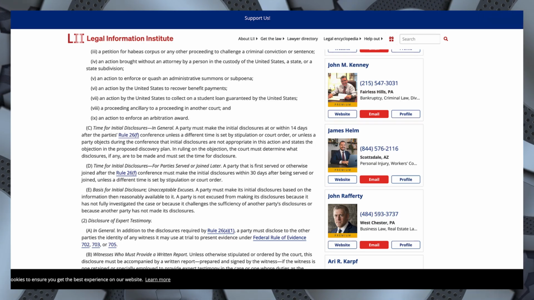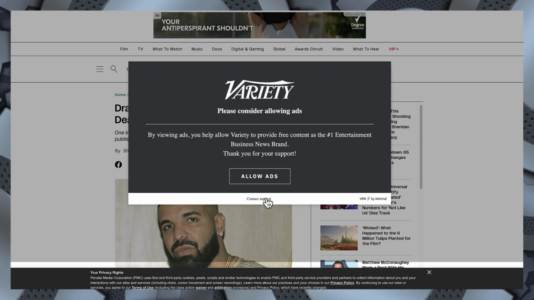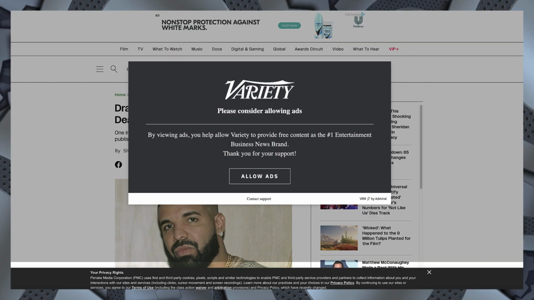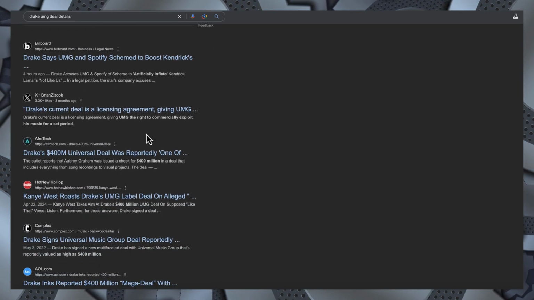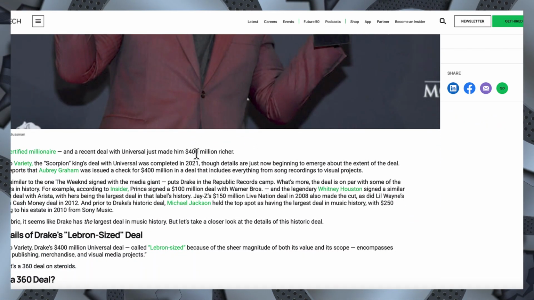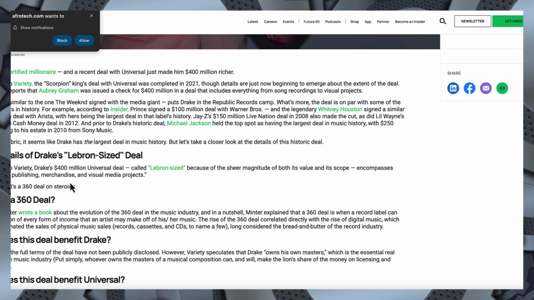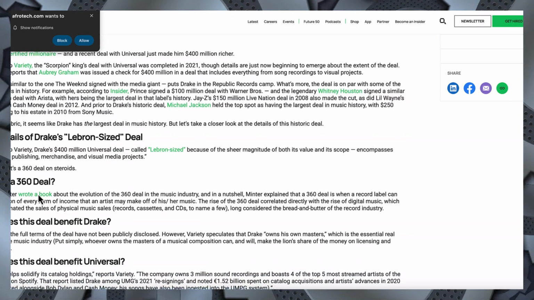Let's see. I could have sworn Drake was on UMG. Let's see. Here we go. According to Variety, Drake's $400 million Universal deal, called LeBron size because of the sheer magnitude of both its value and scope, encompasses recordings, publishing, merchandising, and visual projects, but simply it's a 360 deal on steroids.